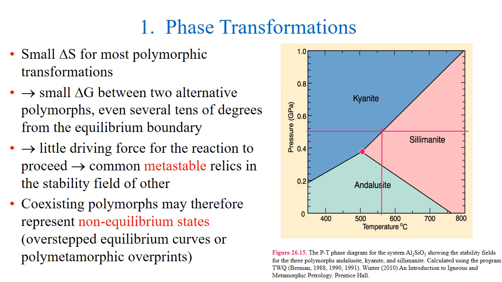It may be better for us to think that the coexistence of two polymorphs may actually be the result of a very low Gibbs free energy transition reaction, with one phase coexisting as a metastable phase as a transition is overstepped with rising temperature. We'll discuss this further.